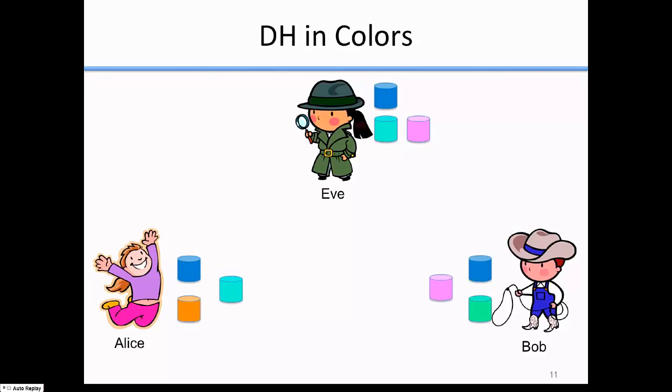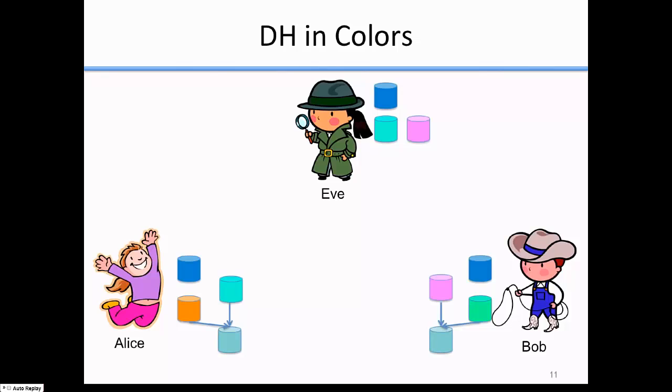Now the next step is where the trick happens. Alice is going to mix together her secret color with Bob's mixed color, and she's going to get a color at the bottom, which kind of begins to look like gray. Bob is going to do the exact same thing. He's going to mix his secret color with Alice's mixed color, and he's going to get the same color.